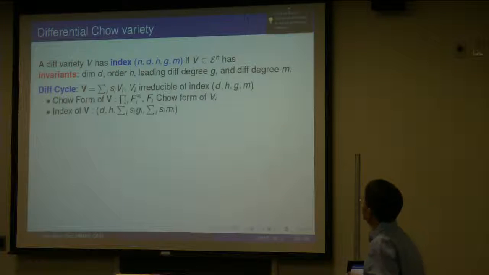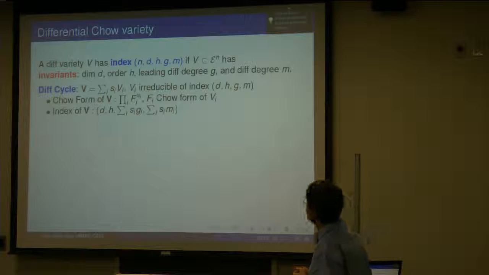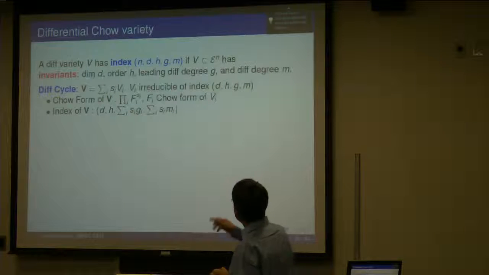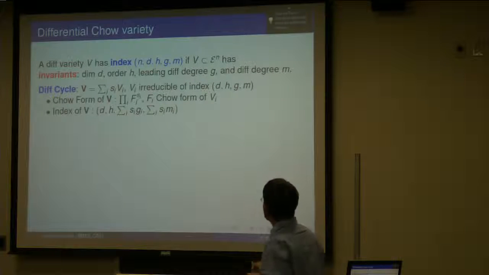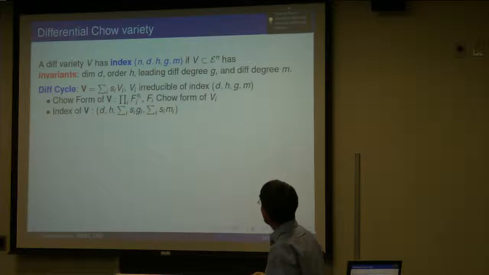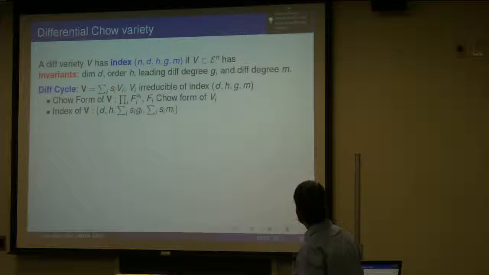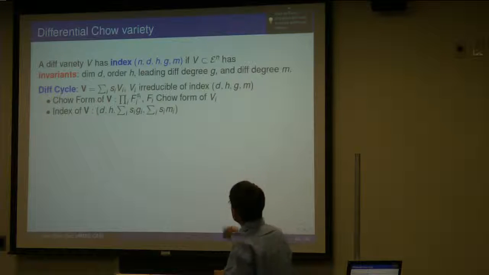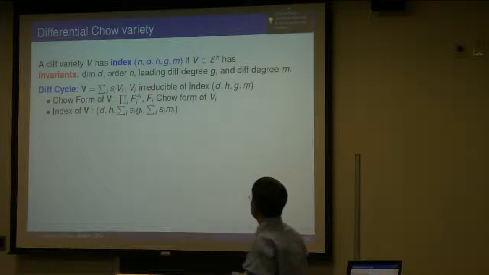Then with this we can define differential cycles like algebraic cycles. We can add together Vi, irreducible varieties of index d, h, the same index, with si integers, negative or positive, usually positive. Then the Chow form of V is just the product of the Chow forms of the Vi to the power si, and the index of V is: the dimension and order are the same, but the degrees should be added together.